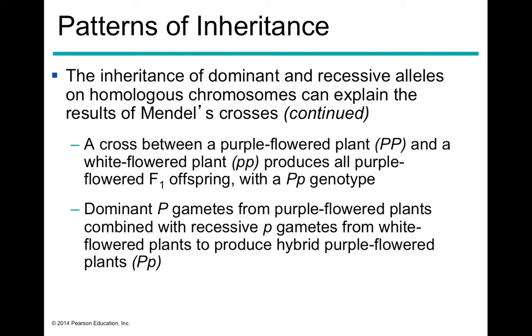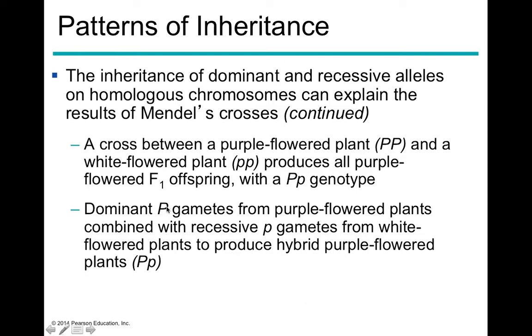All right, so if we cross the purple flowered plant and the white flowered plant, now we're looking at it in terms of what's happening to the actual alleles. That's going to produce all purple flower offspring because all of them are going to get 1 capital P and 1 lowercase p. That means they're all going to have this intermediate, heterozygous genotype, that's going to produce the purple phenotype.